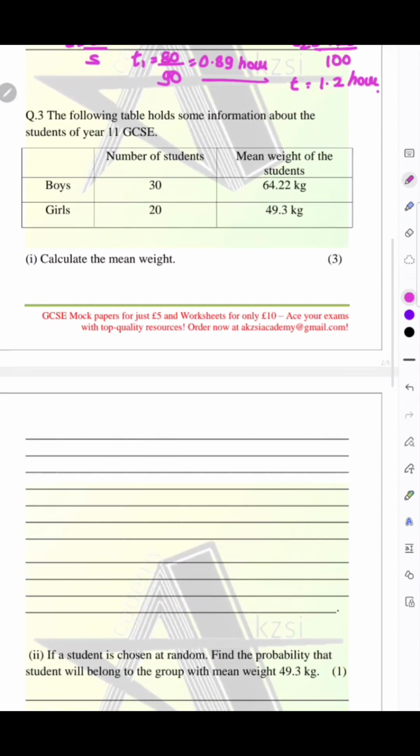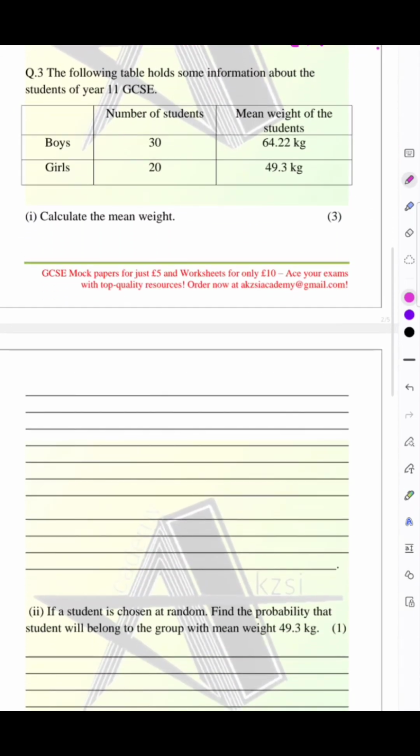Moving on to question number 3. The following table holds some information about the students of year 11 GCSE. The number of students is 30 for boys and 20 for girls. The mean weight of the students is 64.22 for boys and for girls it's 49.3, and we have to calculate the mean weight. That means the mean of both boys and girls.